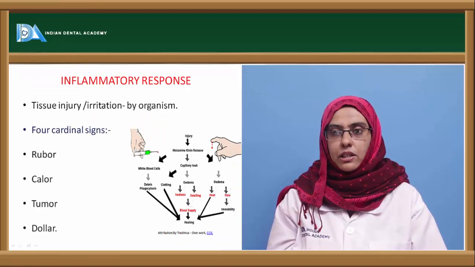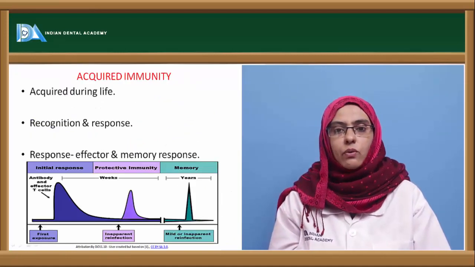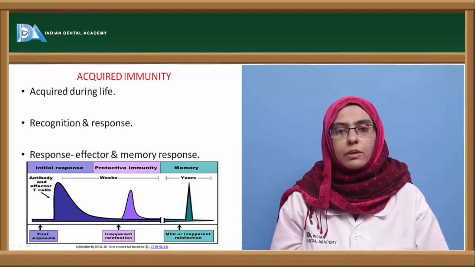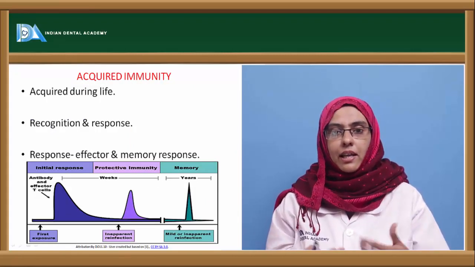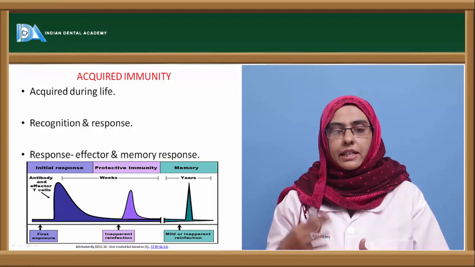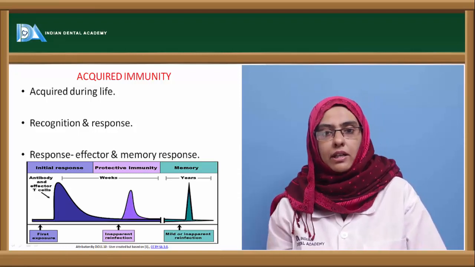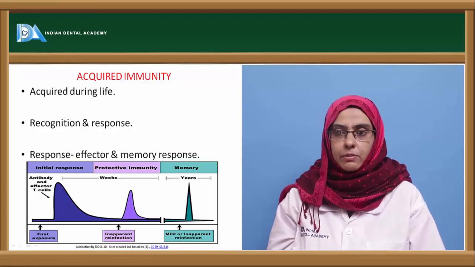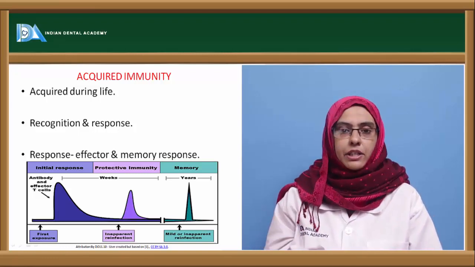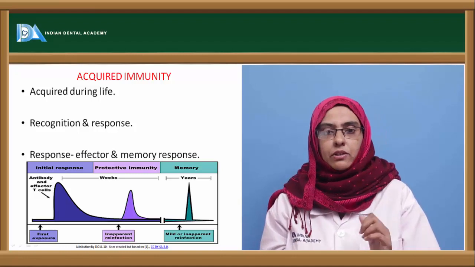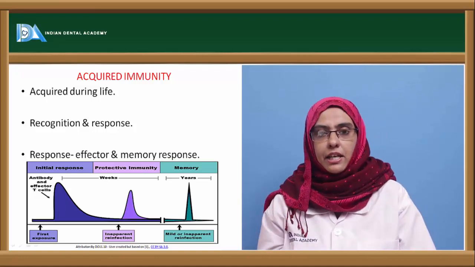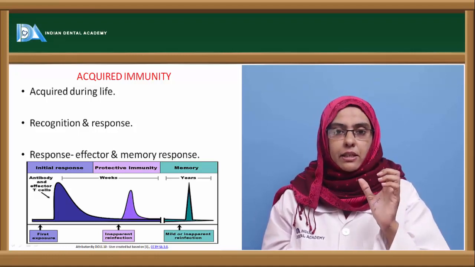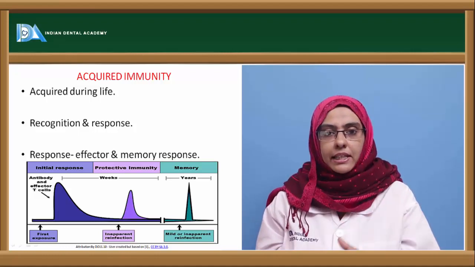Now coming to the next type of immunity, which is called as acquired immunity, also called as adaptive immunity. Now this is so called because we acquire it during the lifetime. It is only after an interaction with the antigen or the organism we develop this kind of immunity. That's why it is called as acquired immunity. And here in this acquired immunity, you have 2 important types of component. One is called as a recognition and next is the response. So the acquired immunity is so specific that it is able to recognize the organism and it gives a response.